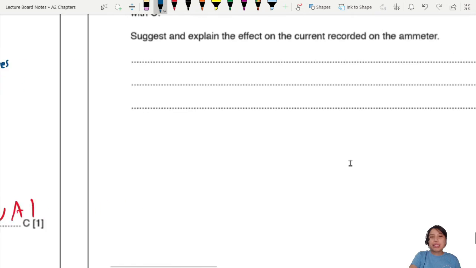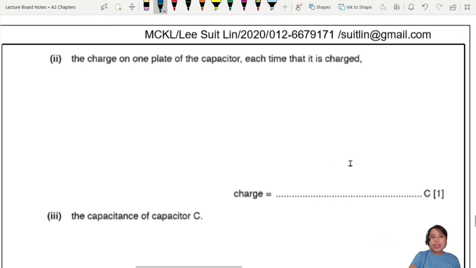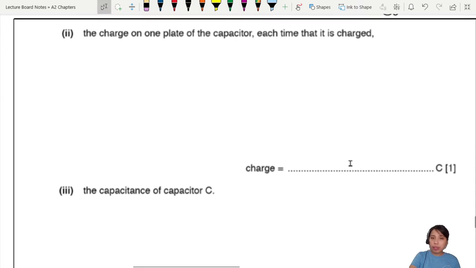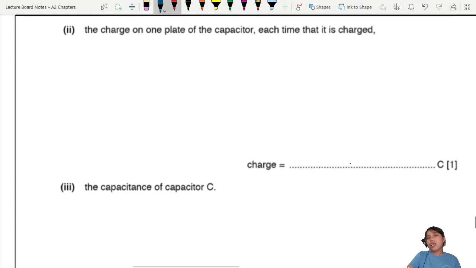Now we come to the next part. Calculate the charge on one plate of the capacitor each time that it is charged. Now this each time, underline it, each time that it is charged. Just now we found a Q. That's actually Q total, after 1 second, which is 50 times.